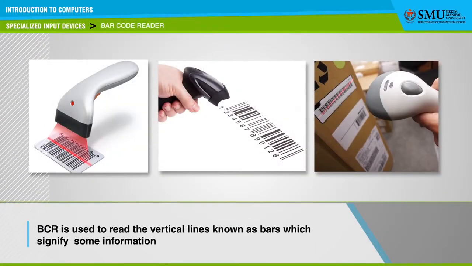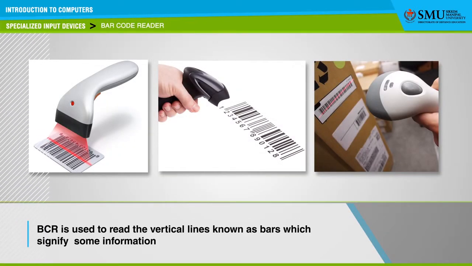Barcode Reader. A barcode reader is used to read a different kind of vertical lines known as bars, which signify some information.